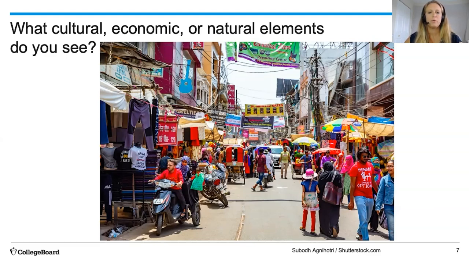I also see a lot of people wearing jeans. A lot of the males are wearing jeans, and a lot of the females seem to be wearing more traditional clothes. And if you look at the signs, you see different languages. So I think this is Hindi in one sign, and there's English in another sign. So all those things together are making up the cultural landscape. And this is actually a picture that's in India. So that all makes sense because those are all elements of that culture.